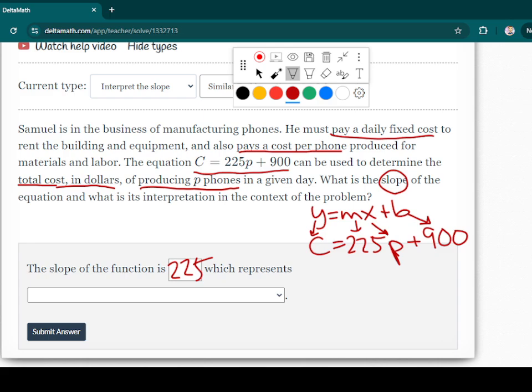Okay, so let's go through our stuff. We know C is the total cost because it's a C equals equation and we're talking about total cost. We know that B is 900, but we don't necessarily know what that is right now. We know that M is 225, and we know that P is the number of phones.